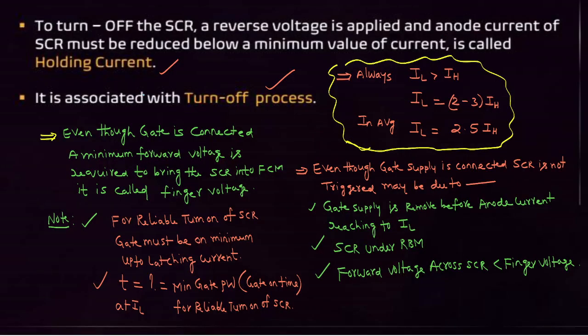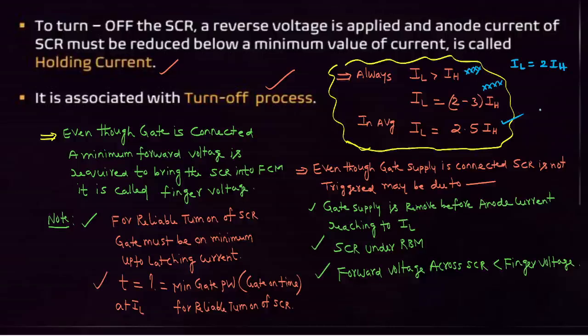Then what is the holding current? To turn off the SCR, we have to reduce the anode current below some minimum value of current. How can we reduce the anode current below that value? By applying the reverse voltage. That current is nothing but the holding current. This is an important observation: latching current is always greater than holding current. In general, latching current equals 2 to 3 times the holding current. If it is not given, take the latching current equal to 2 times the holding current.